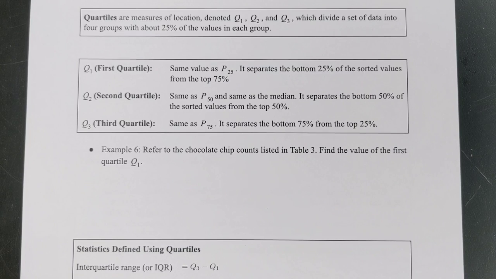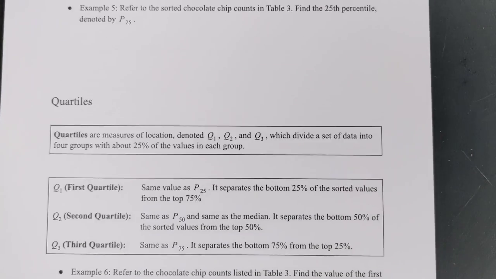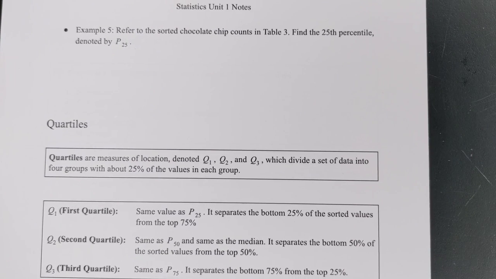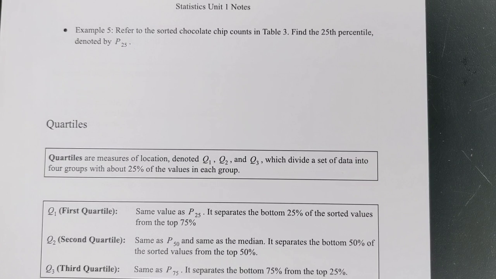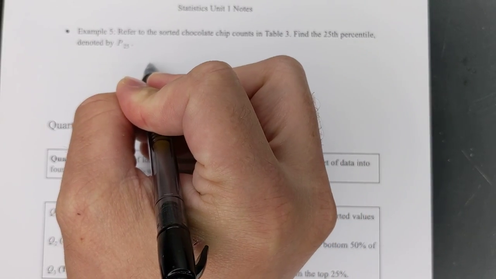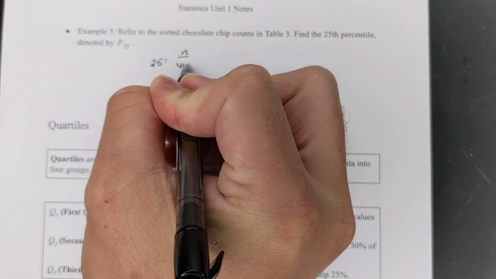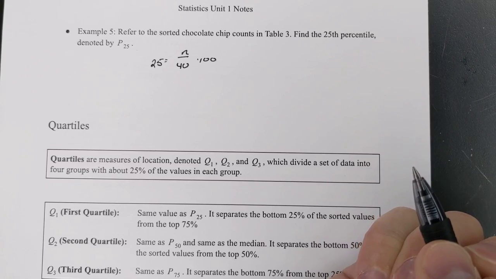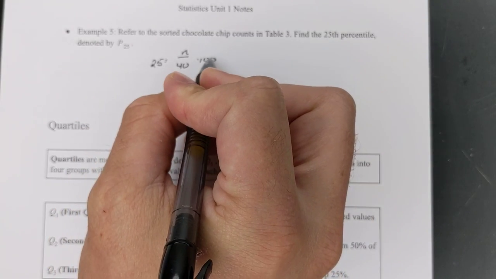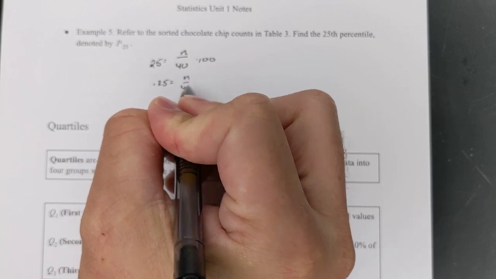Okay, example 5. We're gonna need that same table, so you can see it too. All right, find the 25th percentile. We actually already did this problem because we worked it forwards the first time. It's 23. But anyway, we'll work it the long way. So the 25th percentile is, we'll use n this time, n over 40 times 100. So divide the 100 across, 0.25 equals n over 40.